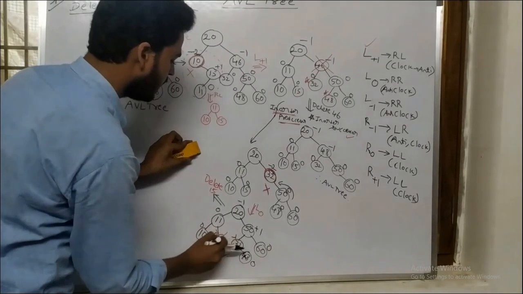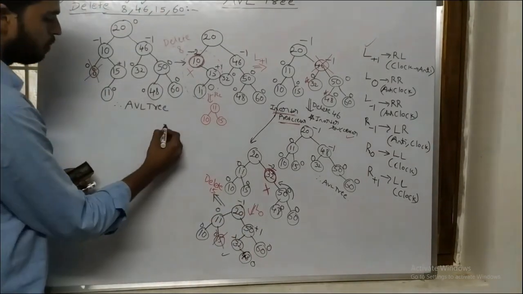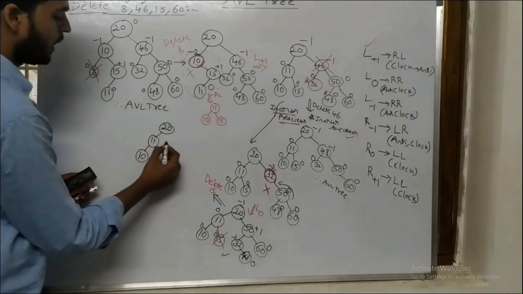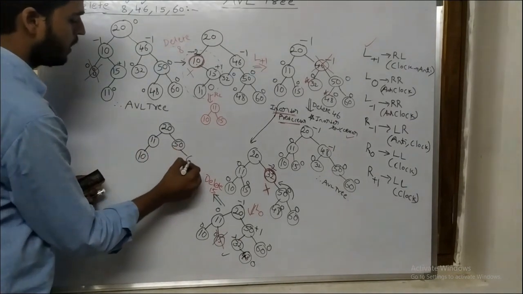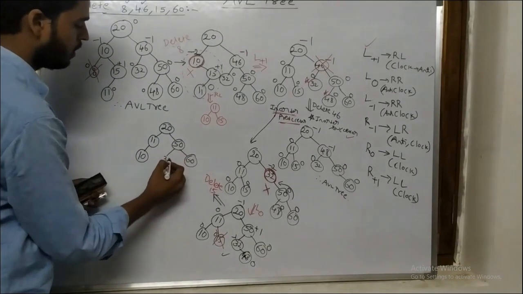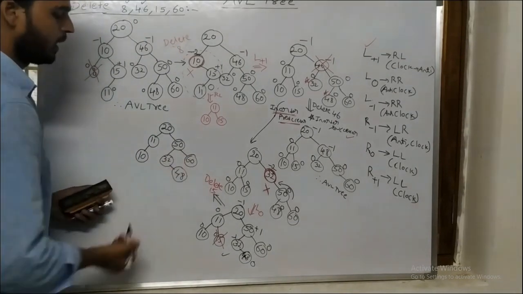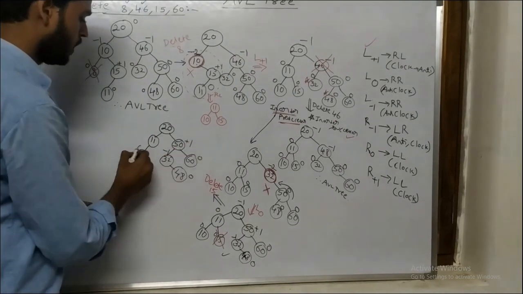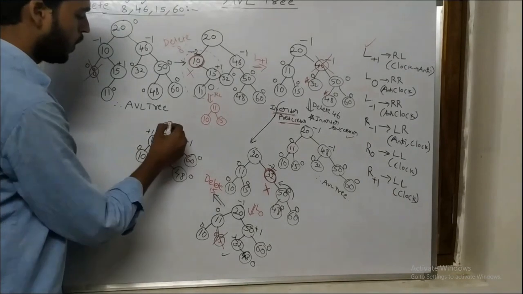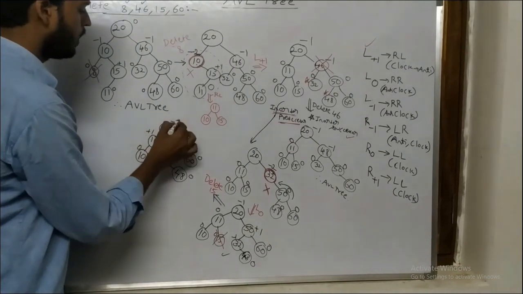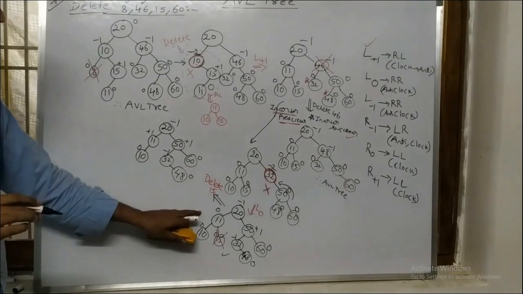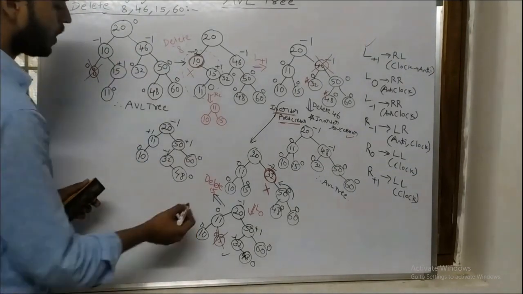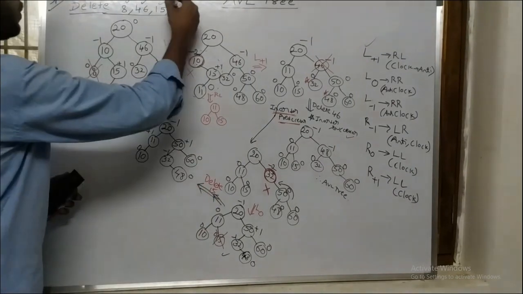If I delete 15, my resultant tree will look like this: 20, 11, 10, 50, 60, 32, and 48. The balance factors are 0, minus 1, 0, plus 1, 0, plus 1, 1, 2, 1, 2, 3, you will get minus 1. So deletion of 15 doesn't make the tree imbalanced. It is a balanced tree. Okay, no problem. Then I am going to delete 60.